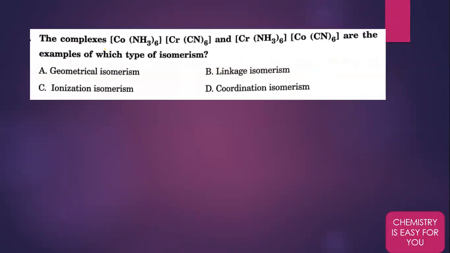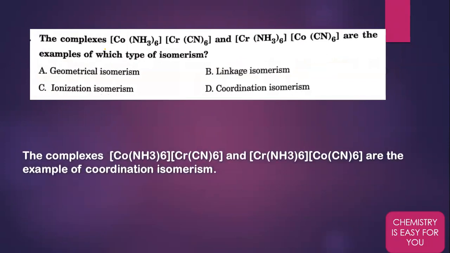Now the second question: the complexes [Cu(NH3)6][Cr(CN)6] and [Cr(NH3)6][Cu(CN)6] are examples of which type of isomerism? So from the question itself, it is very clear that in both the complexes, the ligands are being exchanged. So both these complexes are examples of coordination isomerism. So the answer is option D, coordination isomerism.